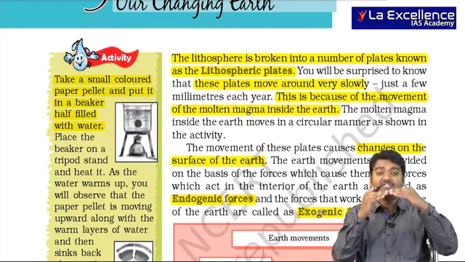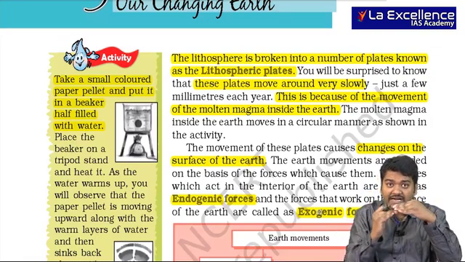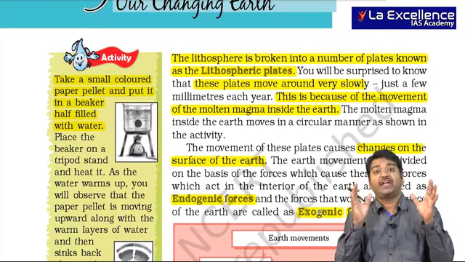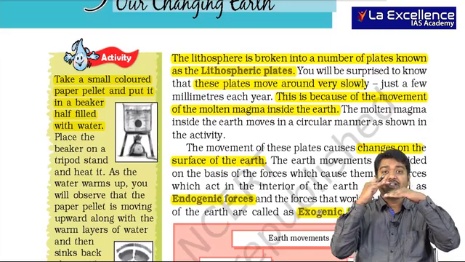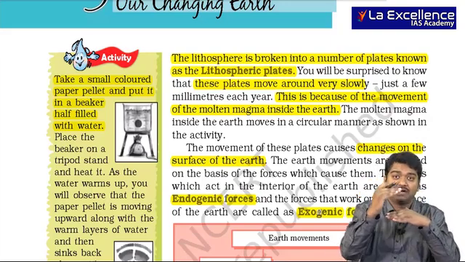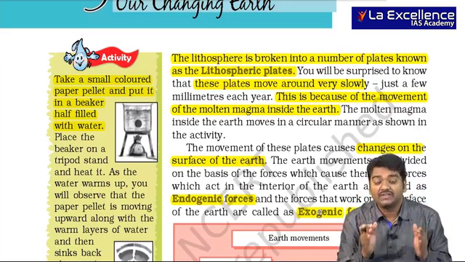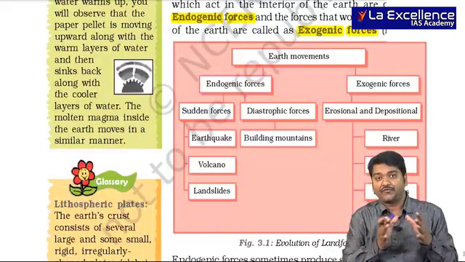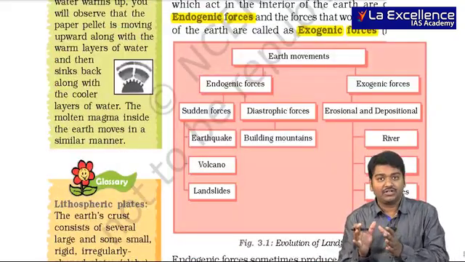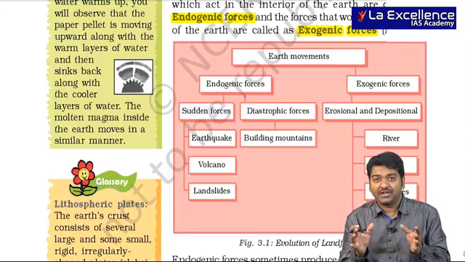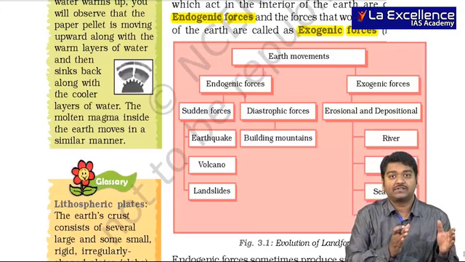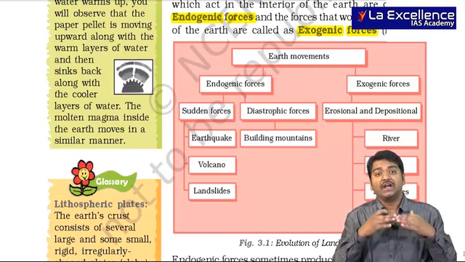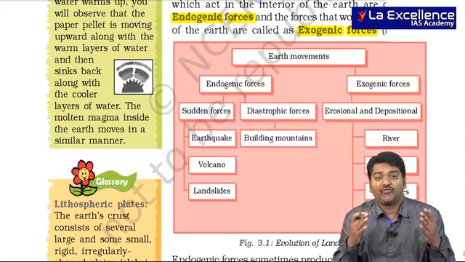That is, if there is any action inside the earth crust, we call it endogenic forces. If there are any actions above the earth surface, we call it exogenic forces. Now, the endogenic forces, as the table clearly shows, can be differentiated into sudden forces and diastrophic forces. Diastrophic means slow forces.